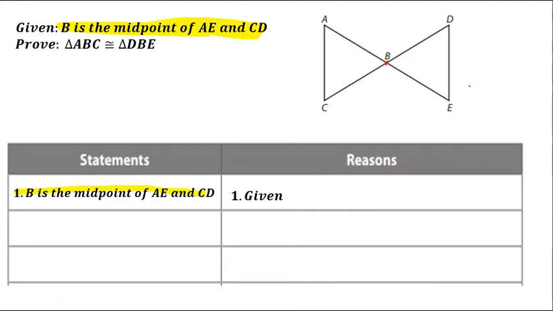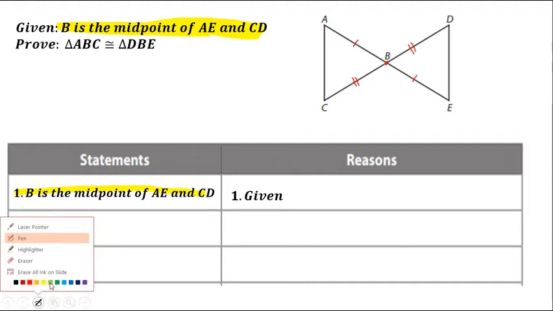So that means it cuts AE in half. That means that this side and this side are equal to each other, congruent. It also means that CD is cut in half. That means that this side here is congruent to itself over here. So that's what it means to be a midpoint. That means that these segments end up being congruent because B is in the middle of them. Okay, so we were able to mark a triangle based on that.